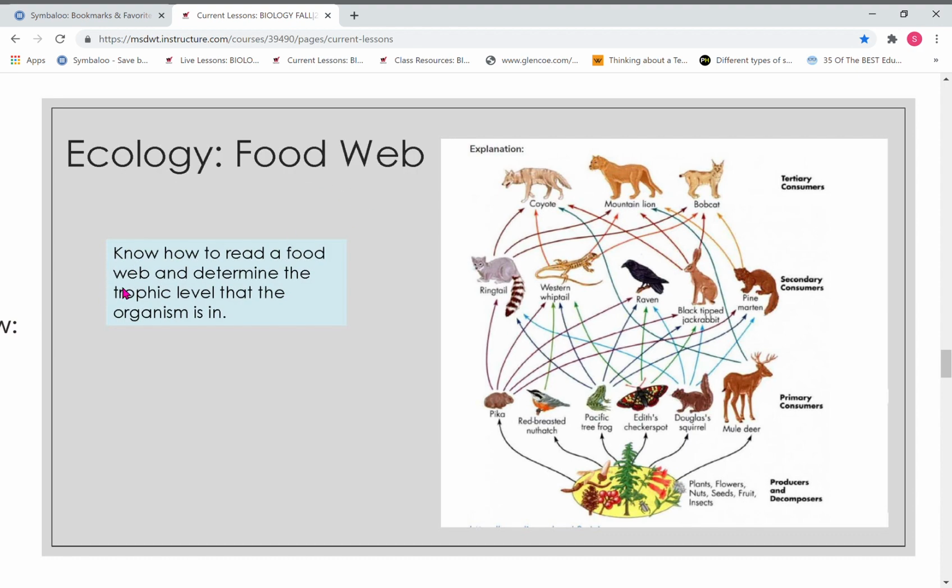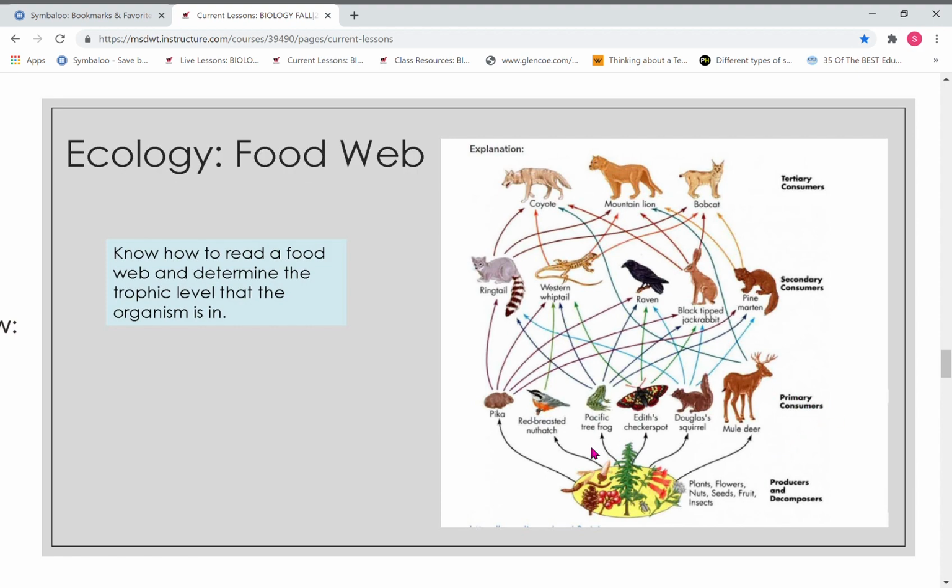Know how to read a food web and determine the trophic level that the organism is in. These are the trophic levels. You need to know that these are the producers, the autotrophs. All the rest are heterotrophs. Auto means they make their own food. Autotrophs are making their own food. Everyone else is consuming their food. Producers are always on the bottom, so are decomposers. Everything above here has to have this to consume in order to survive.